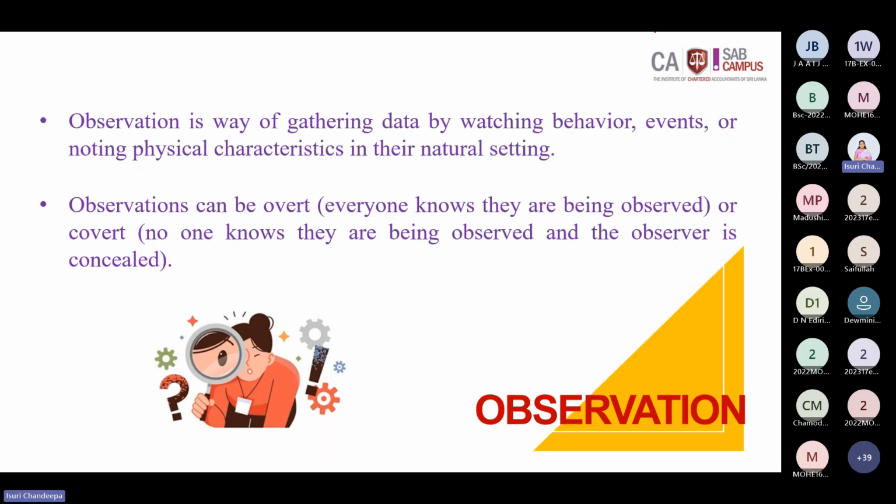So we can observe your characteristics. We can observe your behavior. Sometimes by looking at some events, we can observe those events also. Observation. You are watching and gathering the data. The next point, observation can be overt. That means everyone knows they are being observed. And the other one, covert.